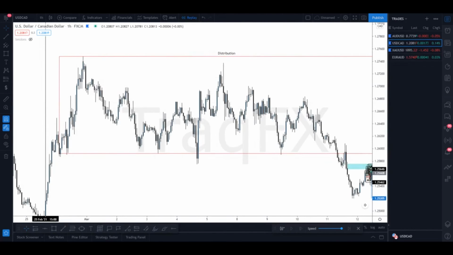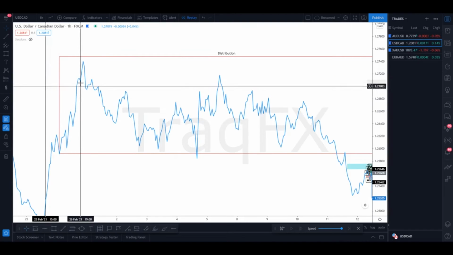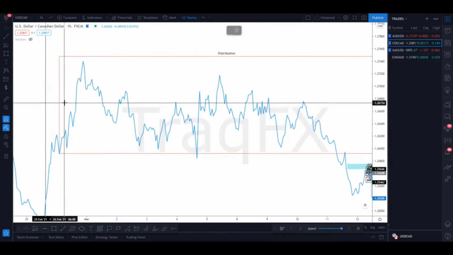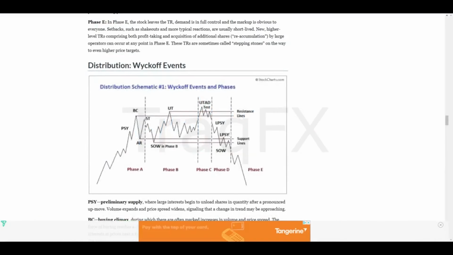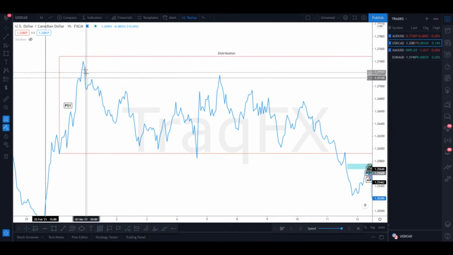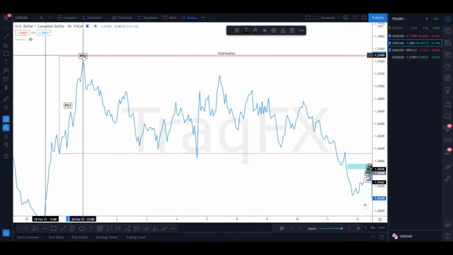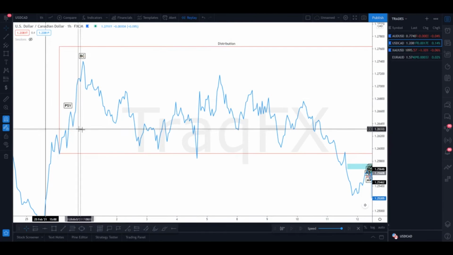So where's the PS? I can technically say that this is my PSY because this is that last move up before we had a major sell-off. And then we have our BC. So this is where the market created that buyer's climax where a ton of selling contracts started. So really what you're doing is you're just looking for the odd one out. You're basically waiting for patterns to break.